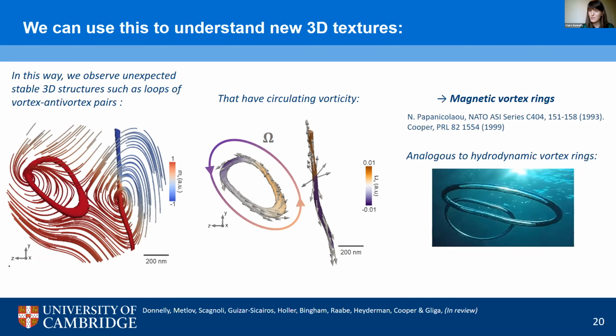But in addition, they're also similar to these vortex rings in a different way. The magnetic vortex rings were predicted to be dynamic structures and not to be stable statically. And the question is, why are these structures actually stable?